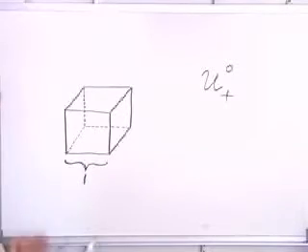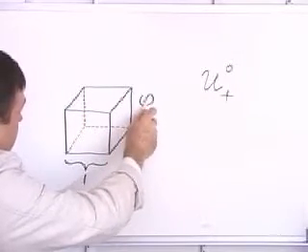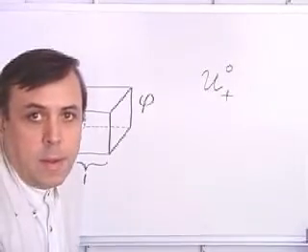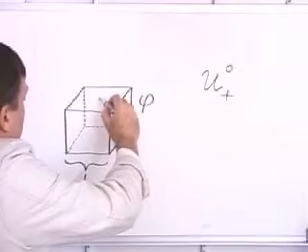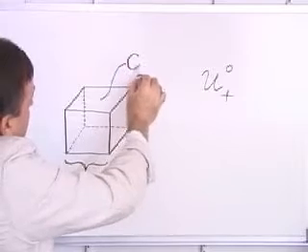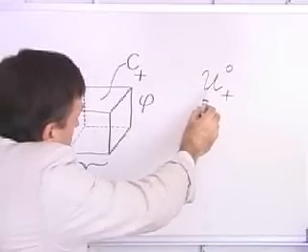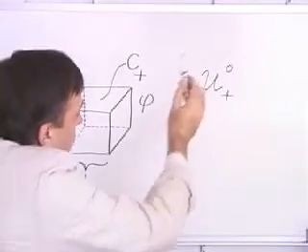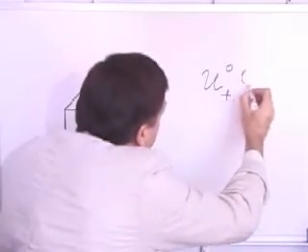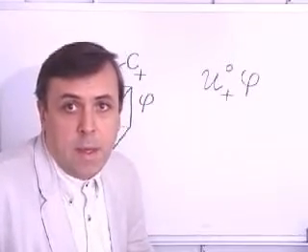And let the potential difference between the faces of this unit cube be phi. Also, the concentration of the cations within this unit cube, that is, the number of moles within the volume bound by this unit cube, be C plus, and the mobility of one cation be U0 plus. Then the product, U0 plus times phi, will be the speed of one cation under the action of phi gradients.